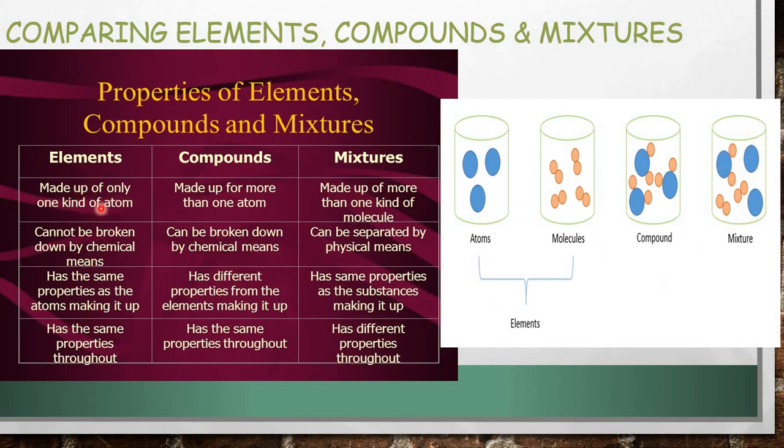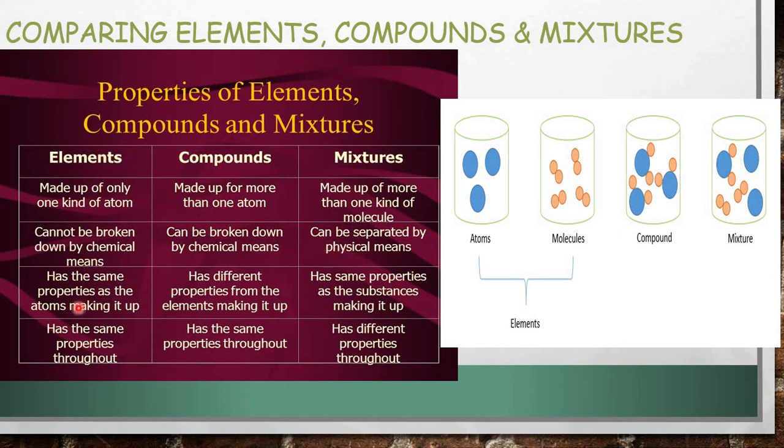Elements are made up of only one kind of atom. Let's see the difference here. A compound is made up of more than one kind of atom. A mixture is made up of more than one kind of molecule. Elements cannot be broken down by chemical means. A compound can be broken down by chemical means. A mixture can be separated by physical means. You can use your hand, for example, like the sandwich.